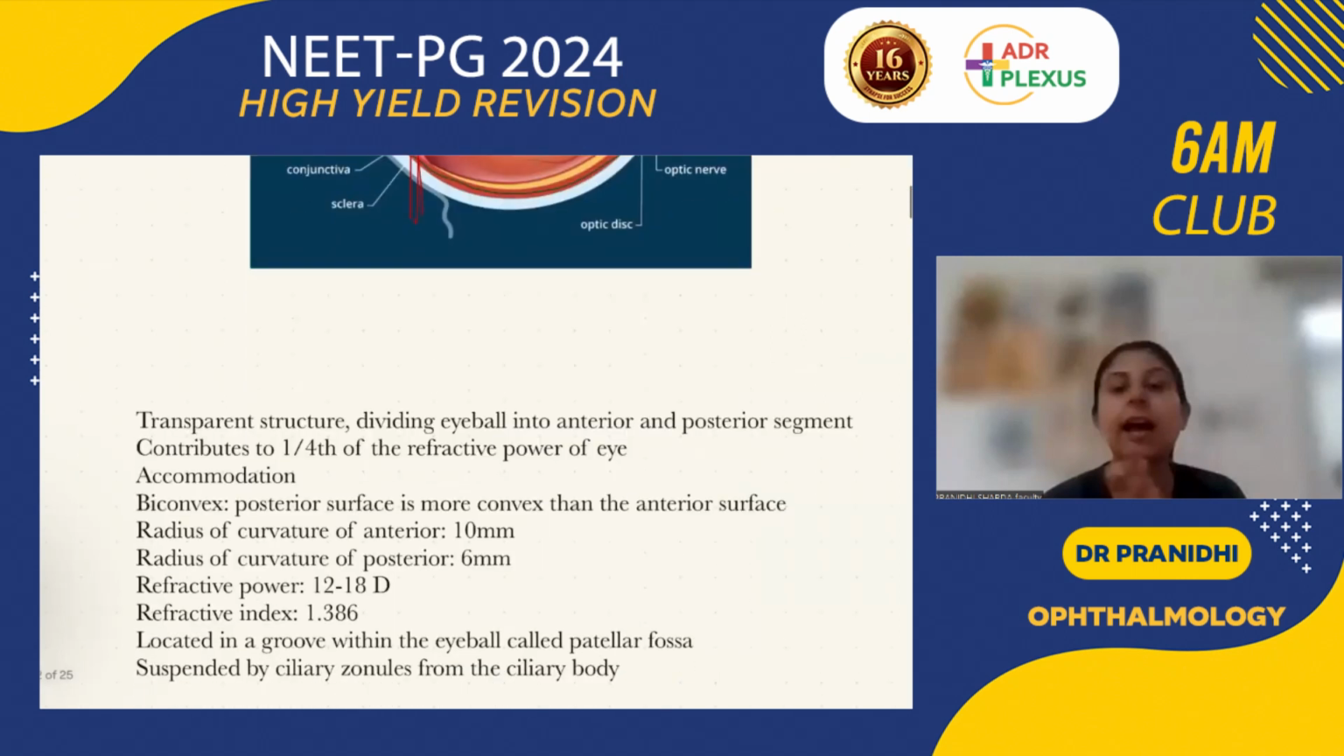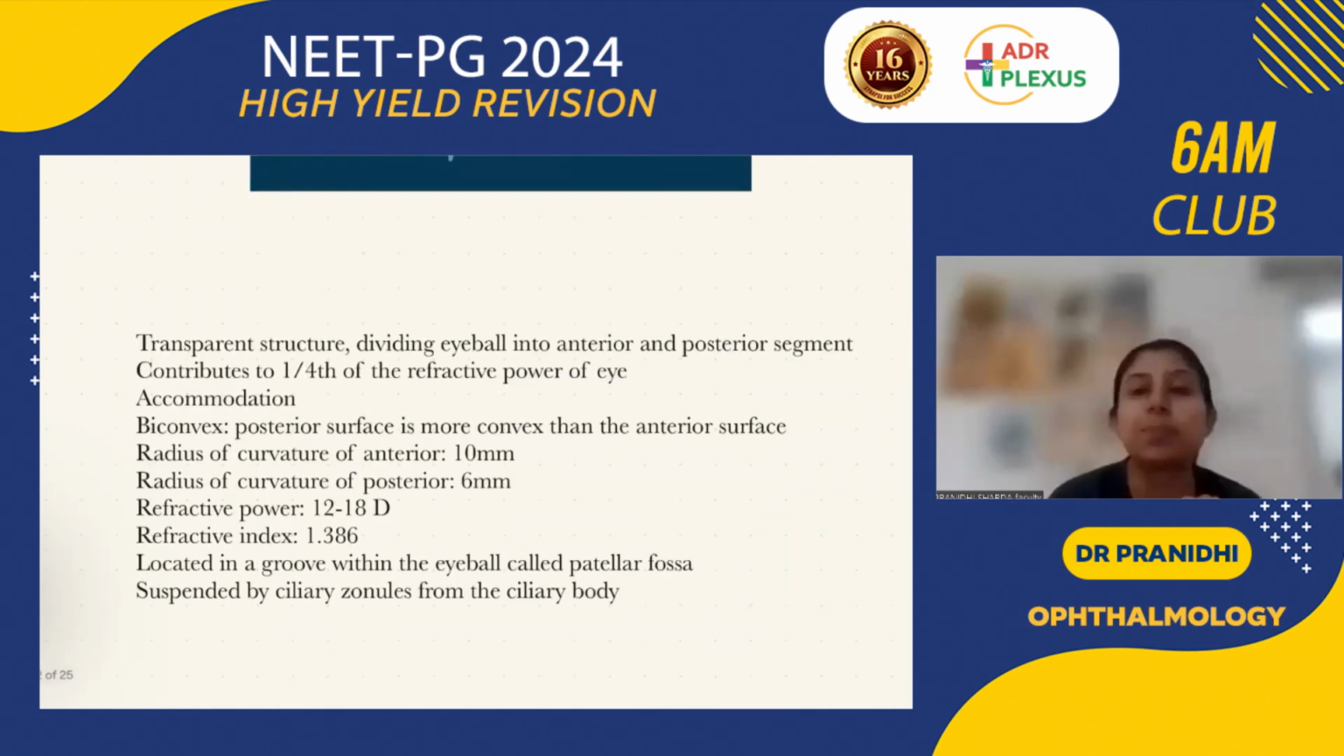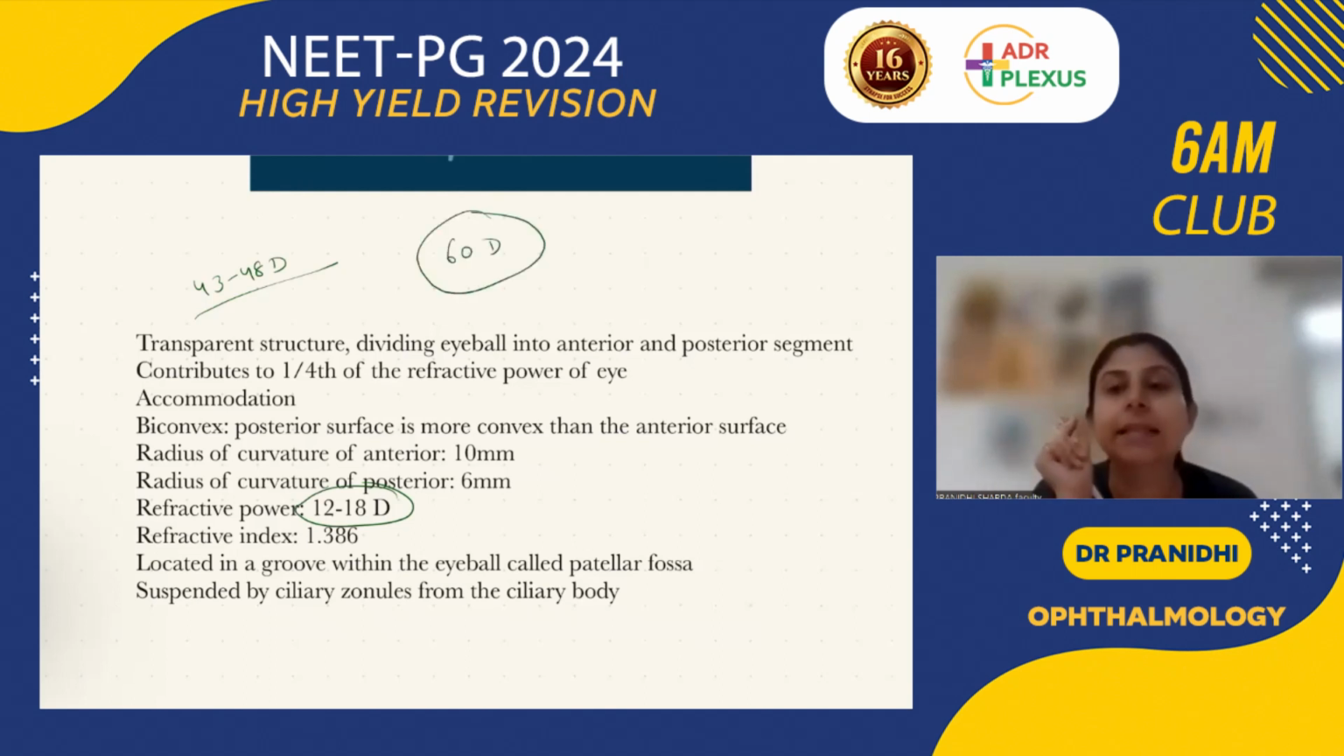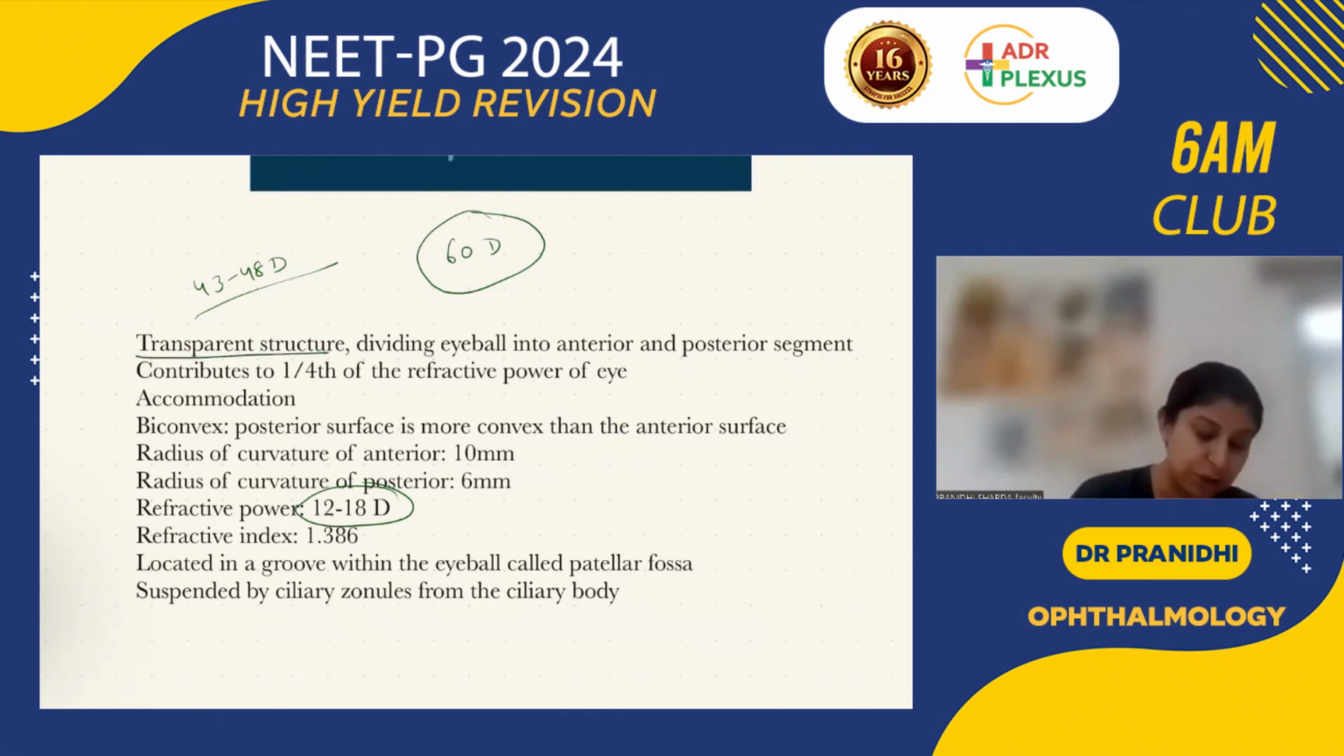Now what is the lens basically? The lens is a transparent, biconvex structure which contributes towards the refractive power of the eye. There are two structures contributing to it, the cornea and the lens. The cornea contributes around 43 to 48 diopters, while the lens contributes around 12 to 18 diopters, giving the eye its total refractive power of 60 diopters. For the lens to contribute to the refractive power, it has to be transparent, contributing around 1/4 of the refractive power.